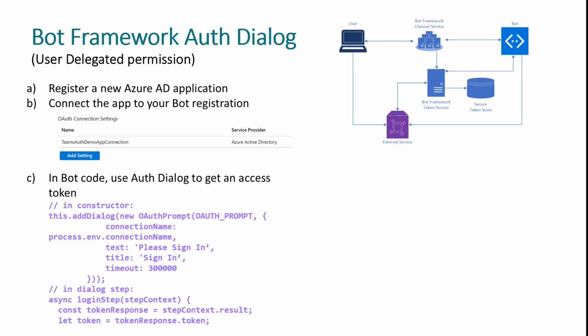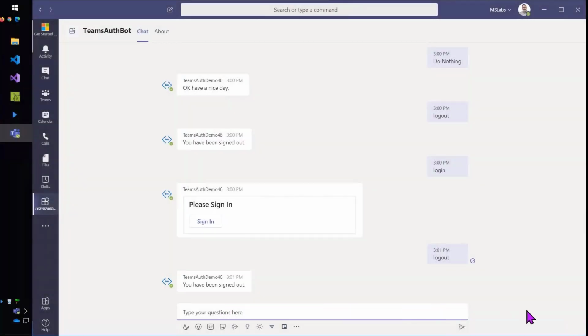I'm going to close with a bot scenario. The user delegated choice is to use the Auth dialog. So this is a dialog inside the bot framework that can pop up and authenticate the user. I'm not going to have a lot of time to get into the details because bots are a big topic, but let me just show you what it looks like to the user.